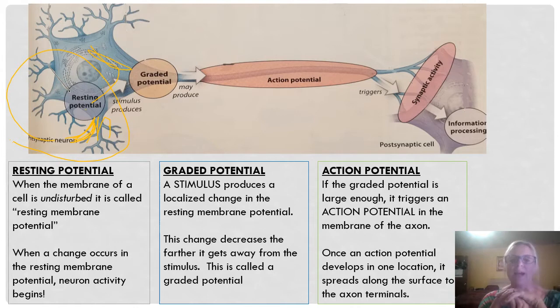Okay, once the action potential develops in one location, once you pull that trigger back and squeeze it, you can't stop it, it's going to fire, right? So you squeeze that trigger and it goes. Okay, so it's going to spread along the surface here and keep going. If you have a line of dominoes and you push the domino at the very front, and if they are spaced perfectly apart, are you going to be able to stop them from falling? No, they're all going to fall. Okay, that's basically how an action potential occurs. It's like that triggering of the dominoes falling.